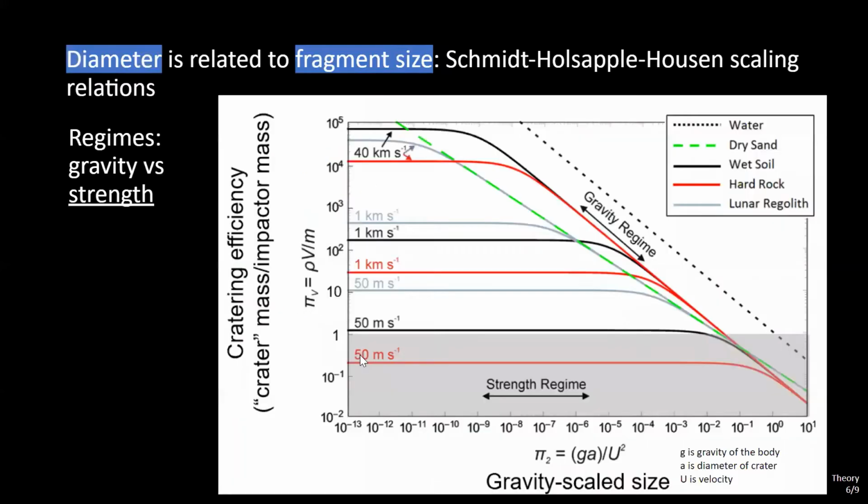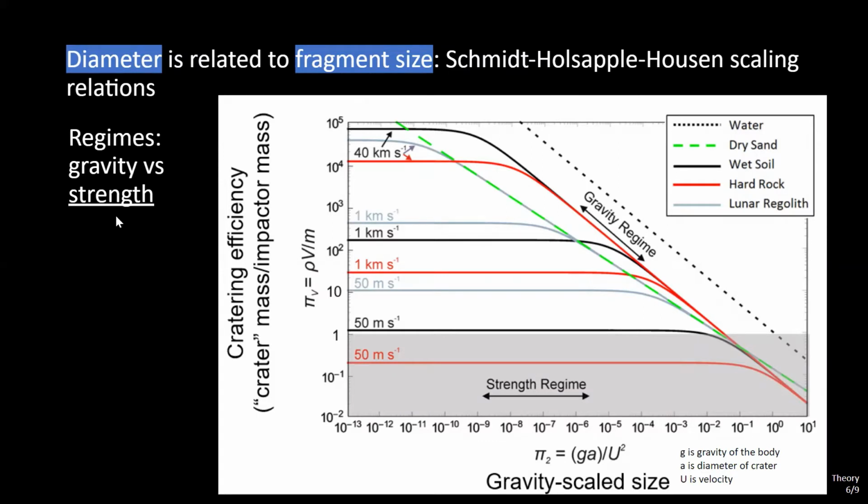All right. So then we also have this other equation, which gives us the fragment size that produced a crater of a given diameter. This is typically the minor axis for ellipsoid craters. And these are the Schmidt-Holsapple-Housen scaling relations. So first I'm going to explain this plot, which gives us these two regimes, gravity regime and strength regime.